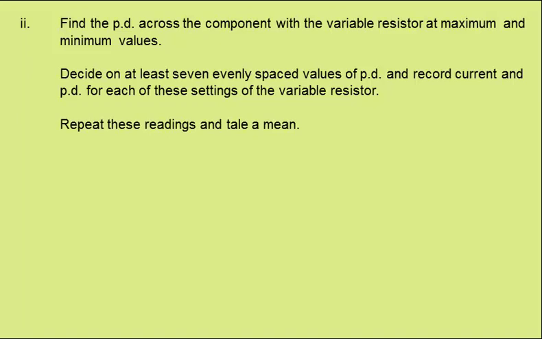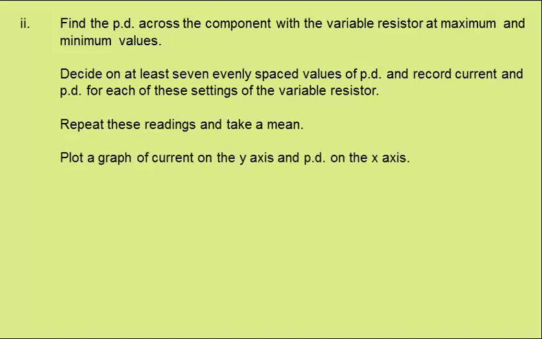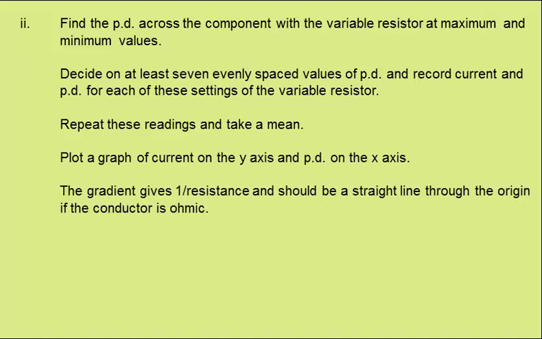We'd repeat these readings and take a mean, and then plot a graph of current on the y-axis, potential difference on the x-axis. The gradient would give us 1 over resistance, and should be a straight line through the origin if the conductor is ohmic.